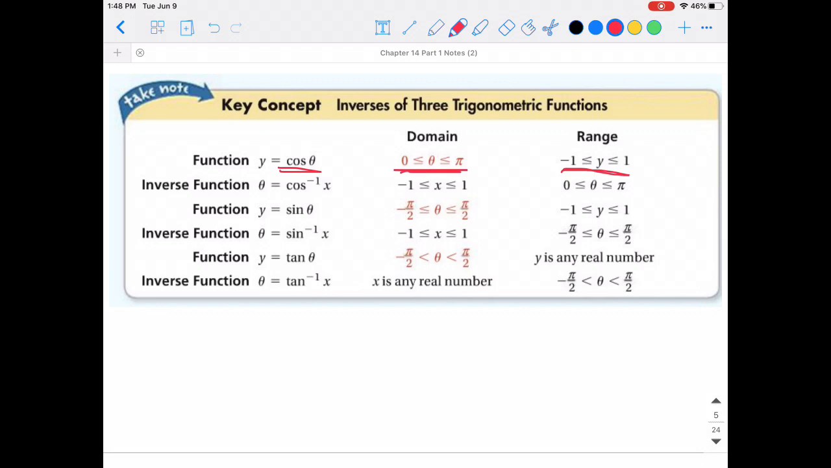For sine and tangent, however, your domain is going to be from negative pi over 2 to pi over 2. One thing you have to remember, for tangent, the range is all real numbers, thinking back to that graph. Then when you take the inverse, your domain becomes all real numbers. So from the function to the inverse, your domain and your range flip. Your domain becomes the range for the inverse, and your range becomes the domain for the inverse.